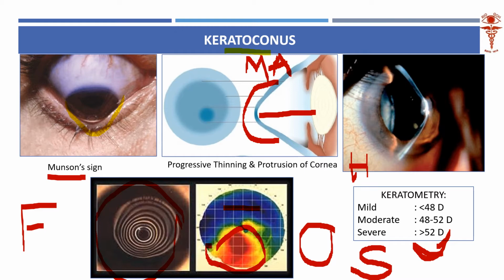So in this slide itself, we have around 15 points. I want you to be thorough with keratoconus, because keratoconus in itself is a short note for you. And all these small individual points which I told you are MCQ points. Okay.